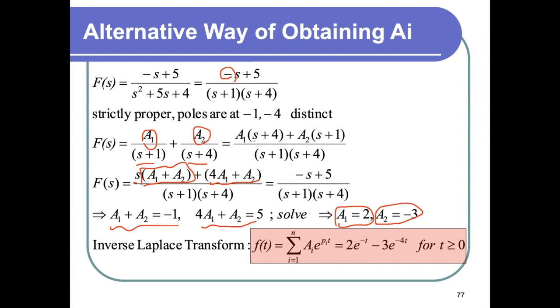So what is the inverse Laplace transform? After we get this, it's 2, which is A1, e to the power of minus t. Why? Because the pole here is at minus 1. Then you have minus 3, which is A2, e to the power of minus 4t, because the pole here is at minus 4. And this is for t being greater than or equal to 0.